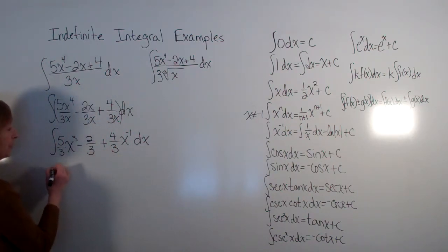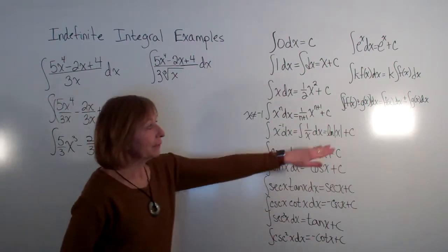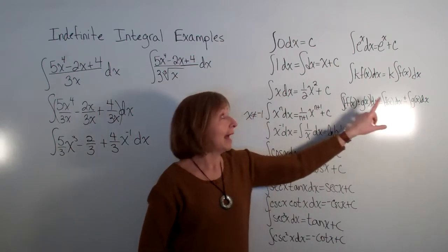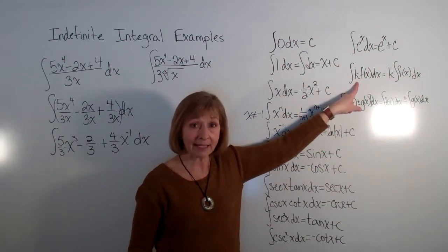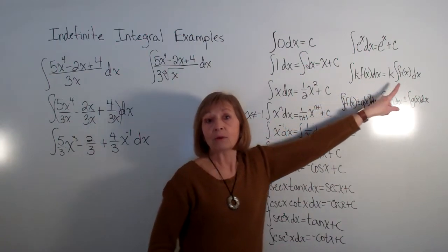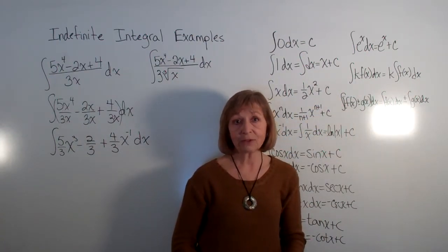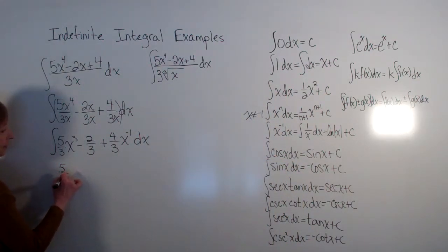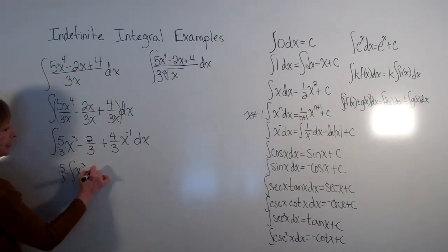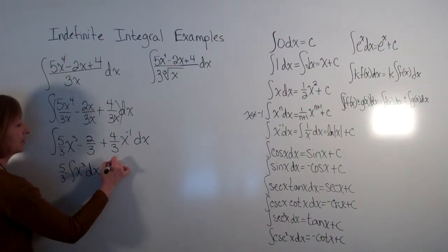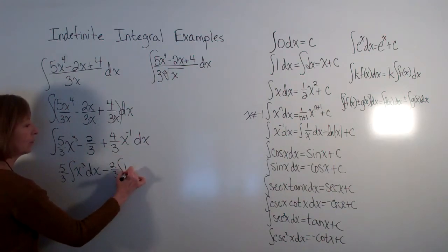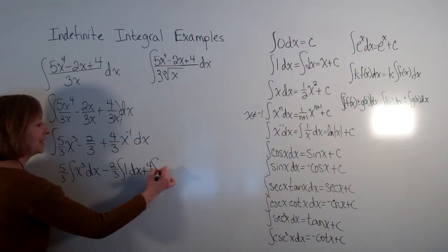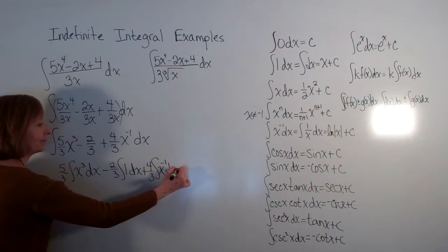Now to integrate this, we're going to integrate term by term. We have a rule of our indefinite integrals that allows us to do that. And any of them that have a constant factor multiplied to the integrand, we will bring that constant factor out in front of the integral sign. So when we apply that, we get 5/3 times the integral x to the 3rd dx, minus 2/3 times the integral 1 dx, and then plus 4/3 times the integral x to the -1 dx.